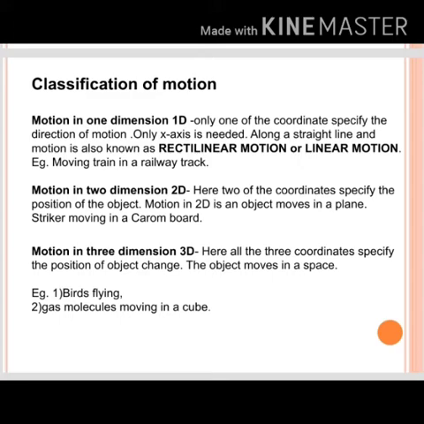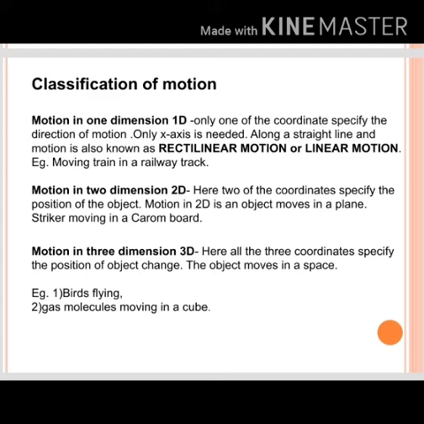Now motion in 2 dimensions. We need 2 coordinates, maybe x and y. So 2 coordinates specify the position of the object. Motion in 2 dimensions is when an object moves in a plane. Consider this blackboard or a carom board. 2 plane directions are there, length and breadth. That's a frame and you are standing outside that frame. So that is 2 dimensions. The carom coin is moving in those 2 directions.